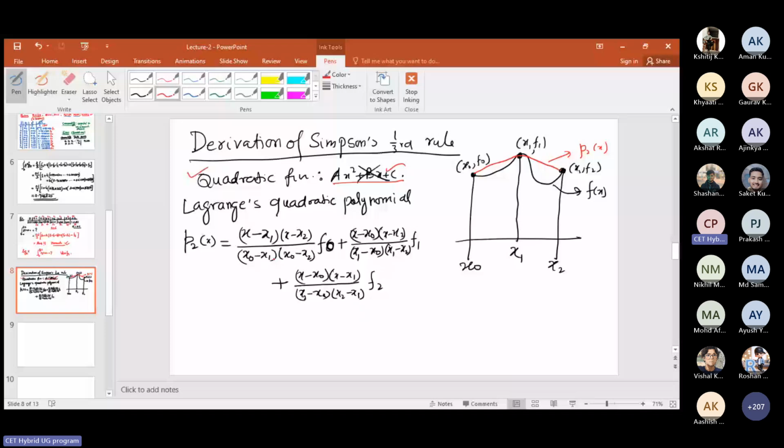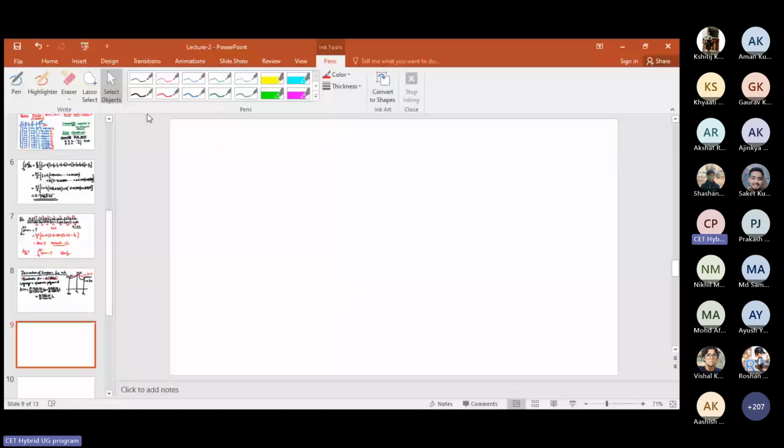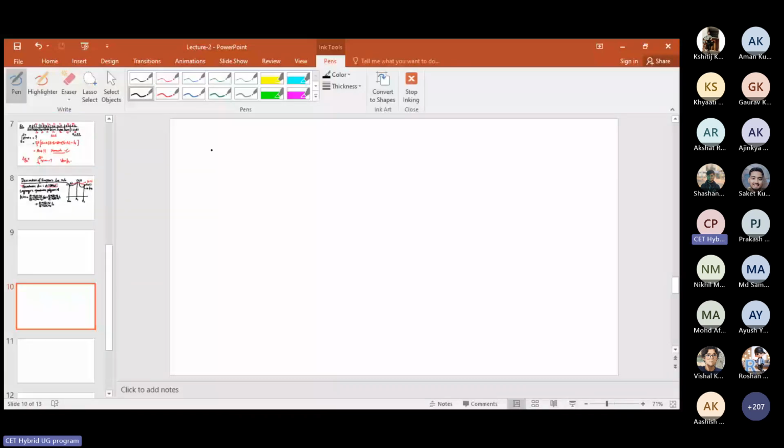Now, what do I need? I need to find out the integration. Let me write it here. I need to find out the integration from x0 to x2 of f(x) dx, which I have approximated by the integral from x0 to x2, and instead of f(x), I will now write p2(x) dx.